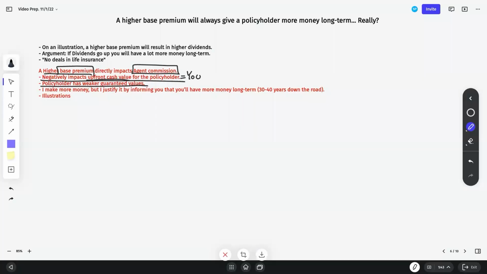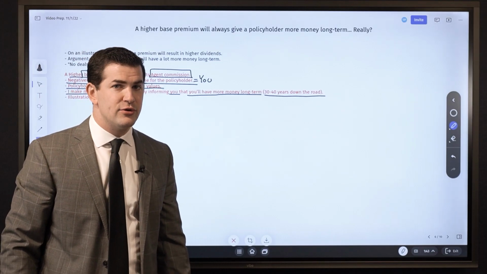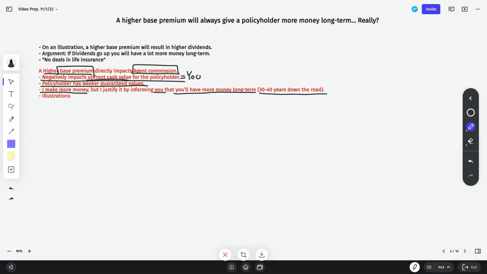rider. So in summary, I, the agent, make more money, but I justify it to myself by informing you that you'll have more money long term. We're talking 30 to 40 years down the road. And the reason why is because dividends are more favorable on base premium dollars than they are PUA dollars. And if dividends go up, then you might see it somewhere between 25 and 30 years instead.